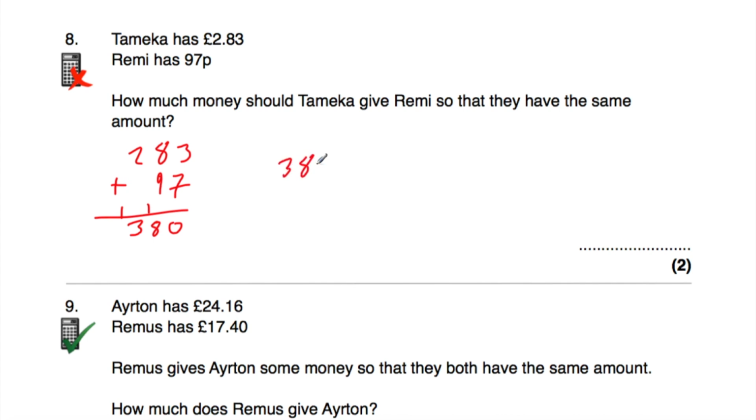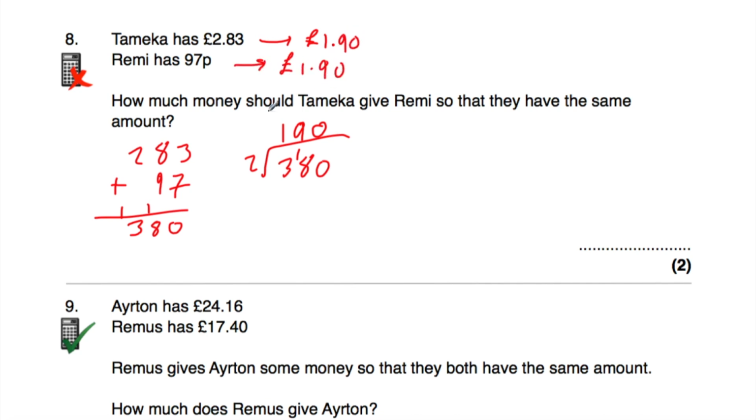And if we take £3.80 and we divide that by 2, that would tell us how much money they would get each if they shared it equally. So how many 2's go into 3? That's 1, remainder 1. How many 2's go into 18? 9. And how many 2's go into 0? 0. So that's equal to £1.90. So that means that if Tamika and Remy shared the money out equally, they'd have £1.90 each. So Tamika would get £1.90 and Remy would get £1.90.